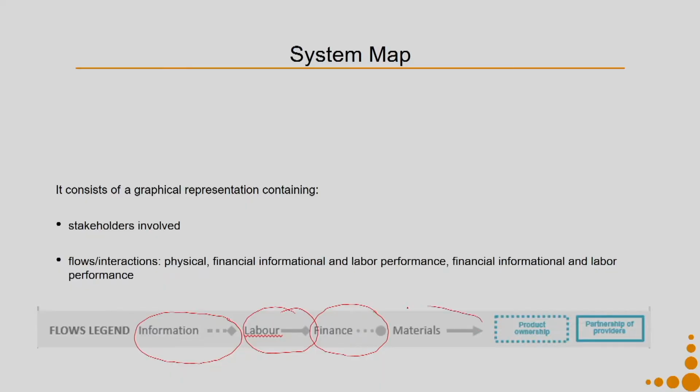Say Fresh gives its purifier to the consumer. So, which means material flows from Fresh to the consumer. In return, what will the consumer do? The consumer will give money for buying that particular water purifier. So, finance flows from the consumer to Fresh.